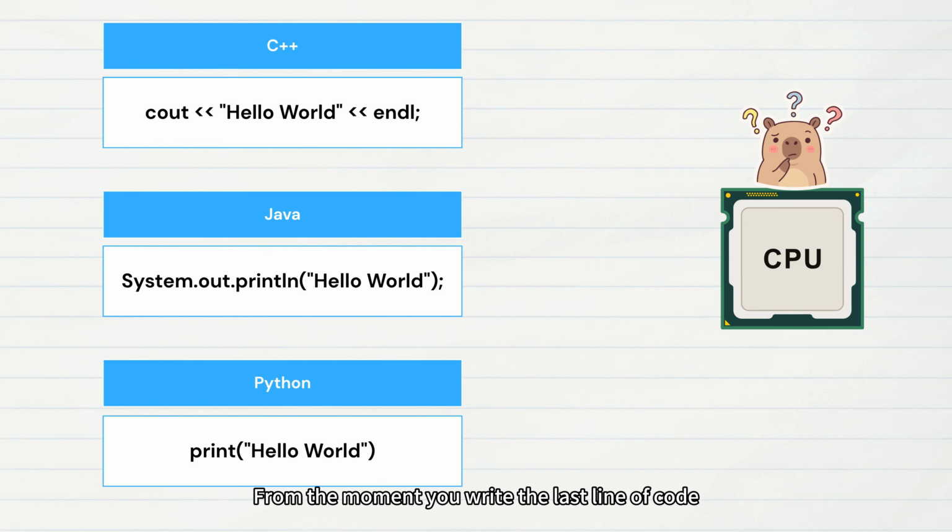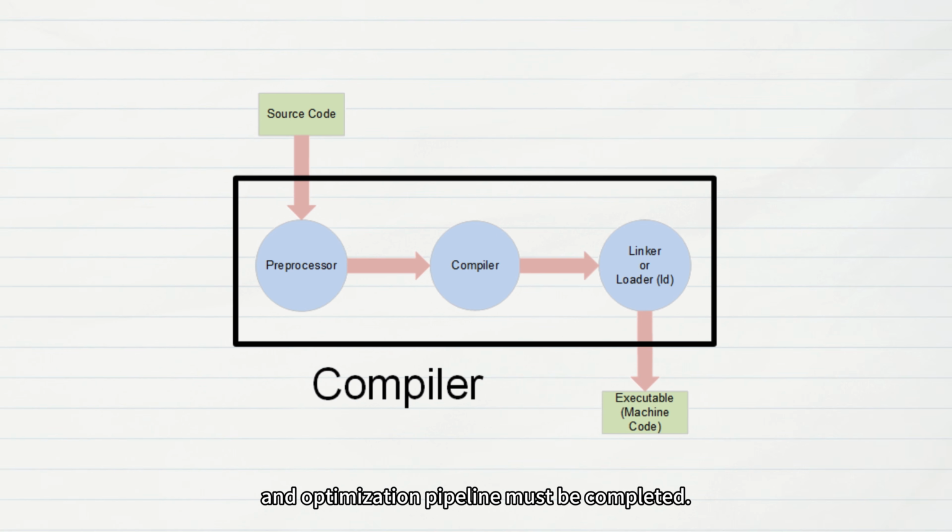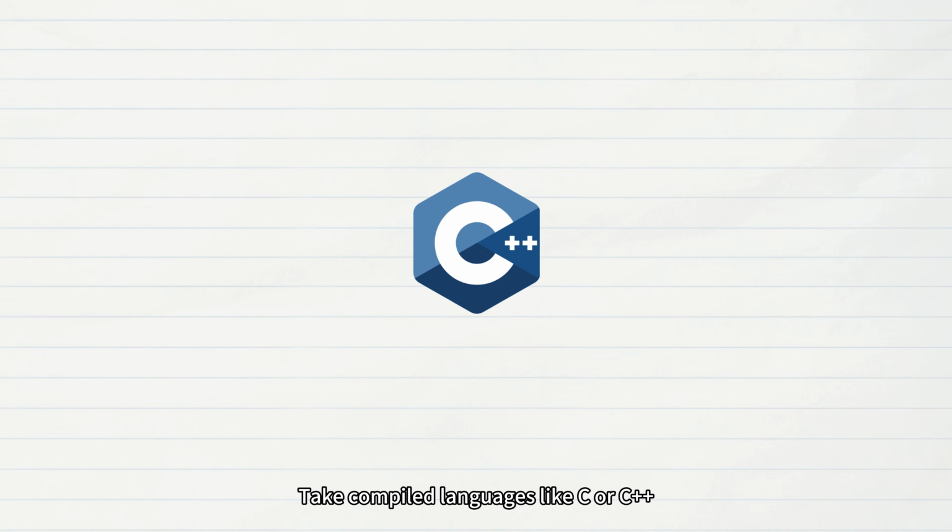From the moment you write the last line of code and press run, to when the hardware actually starts scheduling and running, a complete closed-loop translation and optimization pipeline must be completed. Take compiled languages like C or C++ as an example. The full process is as follows.